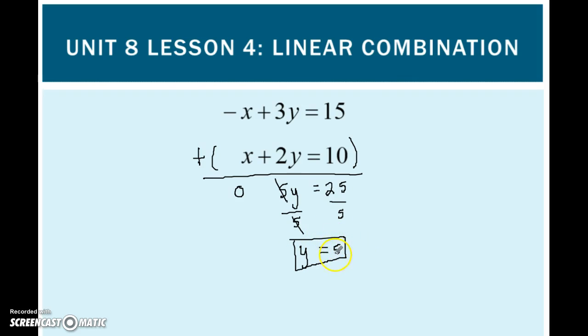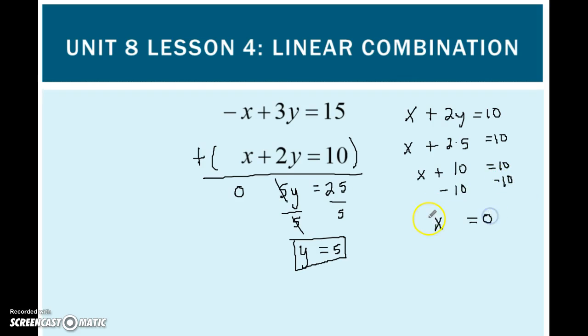Now taking the same value and plugging it back into either of the equations, I'm going to choose the second equation just because it's all positive numbers again. So x plus 2y equals 10. Plugging 5 in for y, we have x plus 2 times 5 equaling 10. x plus 10 equals 10. And I want x by itself, so I'm going to subtract off this 10. And I end up with x equaling 0.